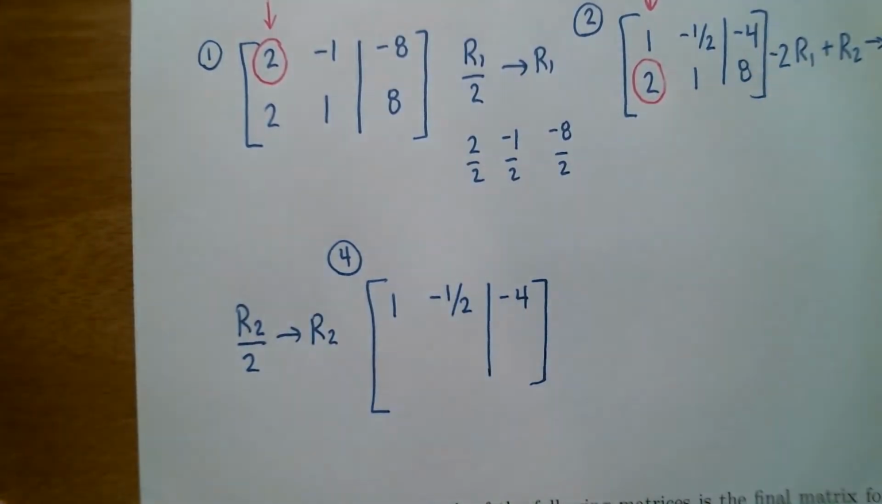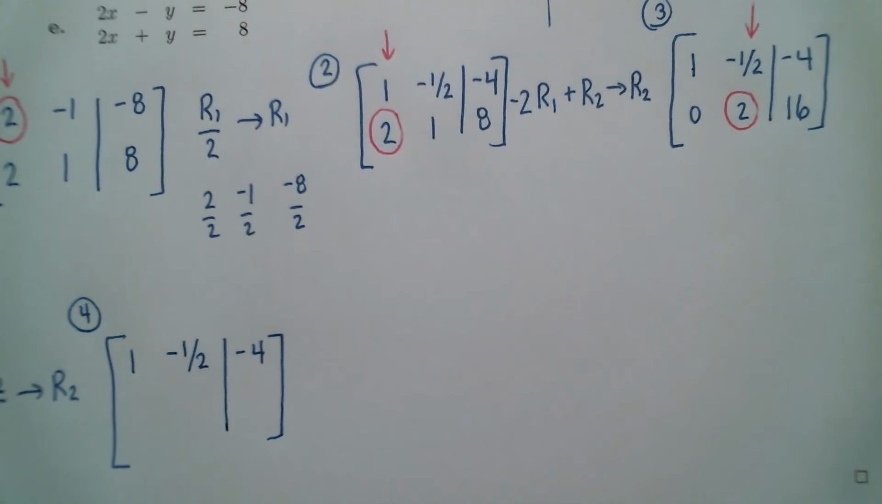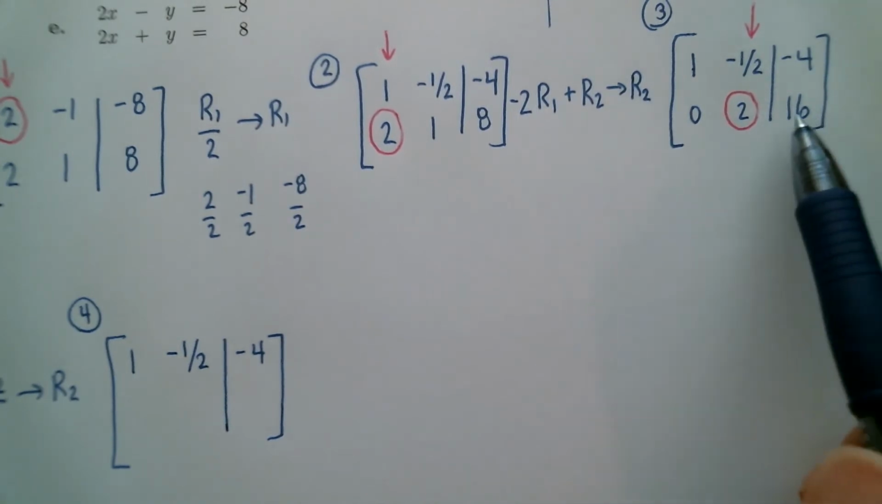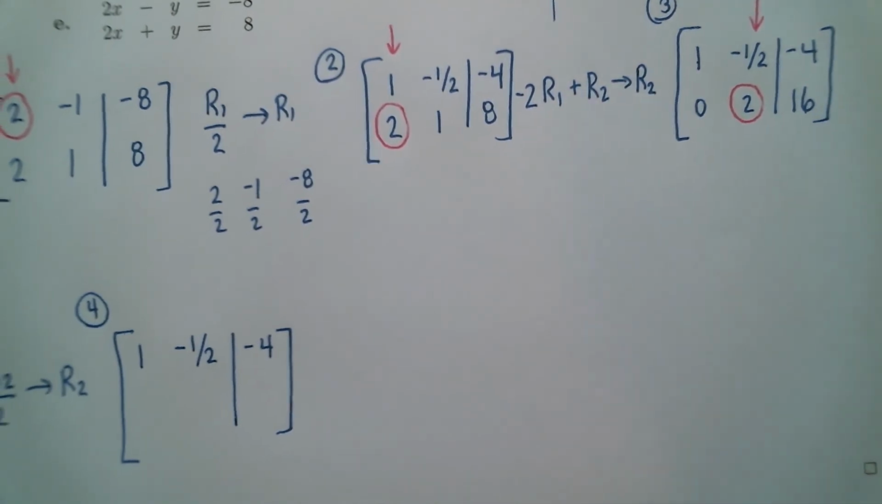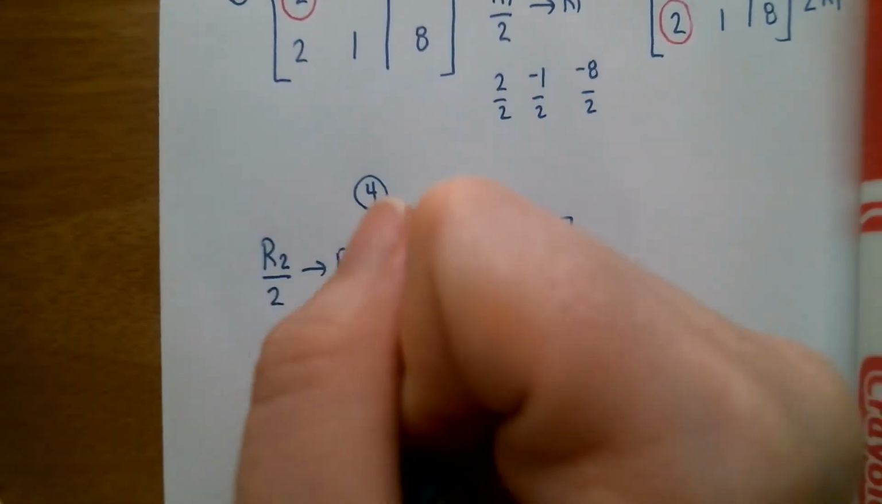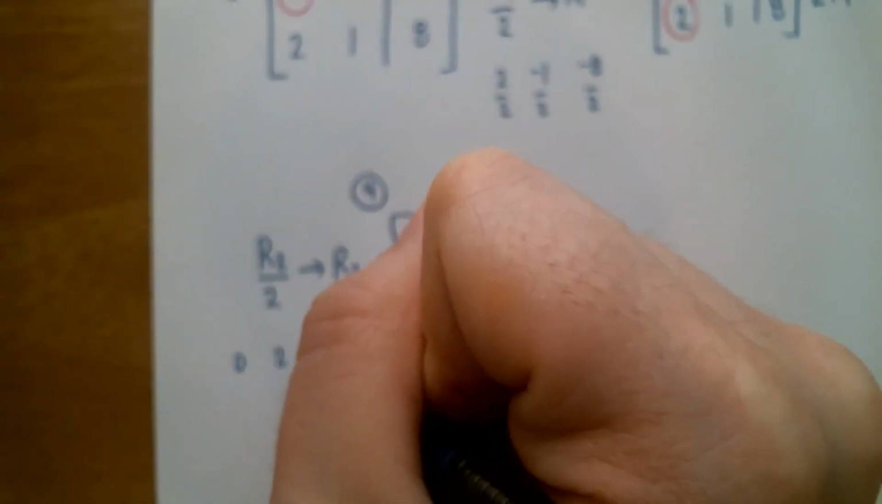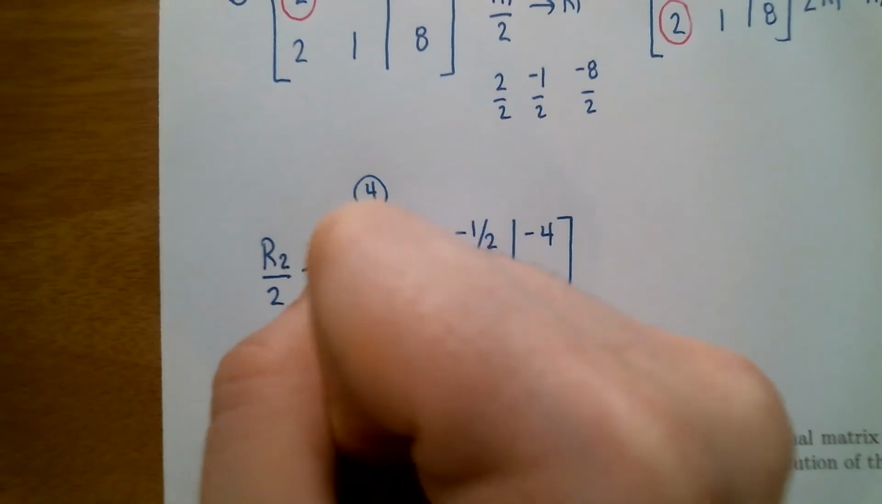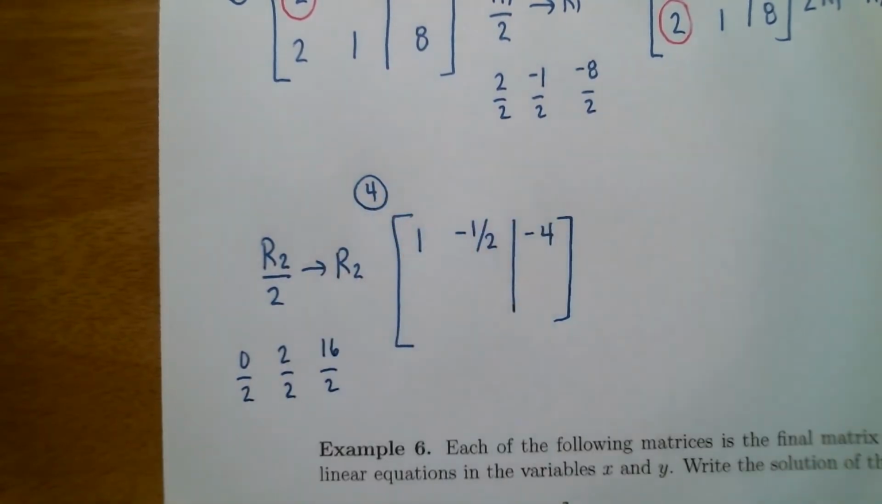And then I need to take the second row, which is 0, 2, 16, and I need to divide each of those numbers by 2. Okay, so 0, 2, 16, I need to divide each of those by 2, and that will give me my new second row.